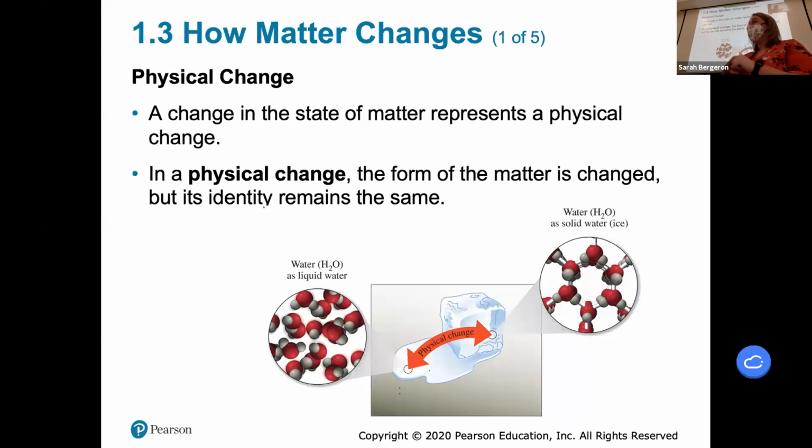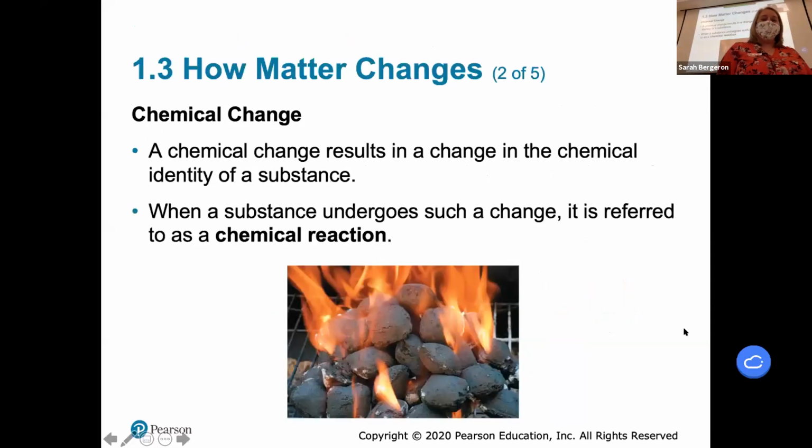If I take a sheet of paper and I ripped it, do I still have a sheet of paper? That's physical. What happens if I take a sheet of paper and I burn it? Can I get my paper back? No, you're done with it, right? That's a chemical change. You can't go back, right? So a chemical change results in a change in the chemical identity. I went from a sheet of paper to ash. Those are 2 different things.